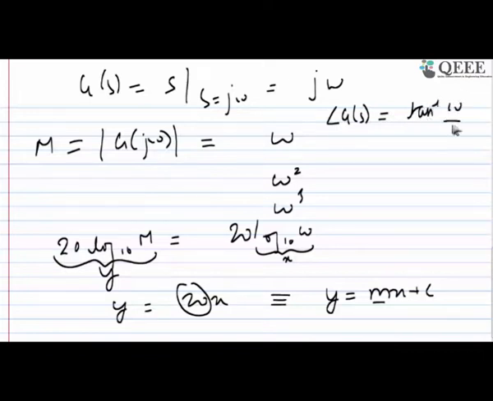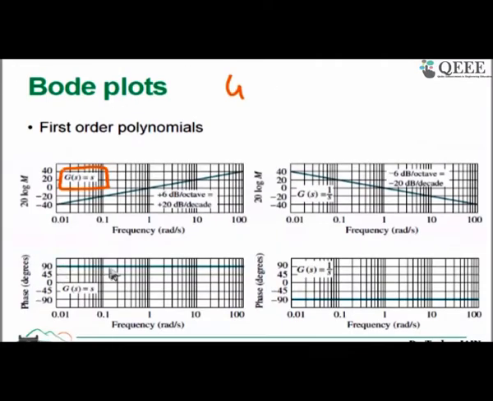Tan inverse of omega over 0, because I don't have the real part. The real part is 0. So this will give me tan inverse infinity, which is equal to 90 degrees. So this is what is drawn here, that the contribution of the phase is basically 90 degrees. And if I have the inverse of this s, that is to say, if I have a pole in the transfer function at 0, it contributes a minus 20 dB per decade slope, and it will contribute minus 90 degrees.